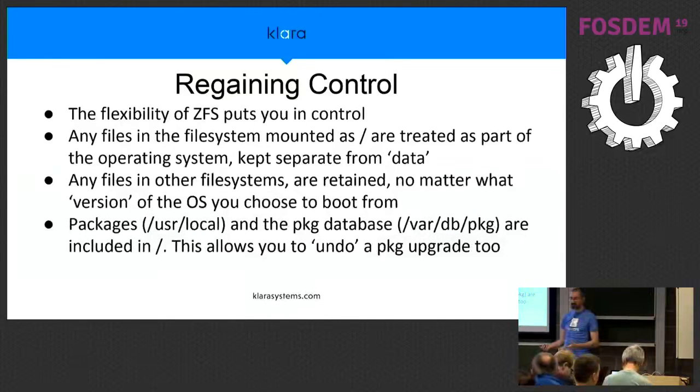So because of the flexibility you get from ZFS, you get to decide what lives as part of the system image and what stays persistent across upgrades or whatever. So any files that end up in the root file system / are considered part of the operating system. So you'll see in a second how we actually create a data set, a file system for /usr, but we don't actually mount it, so that all the files in usr bin end up in / and will be rolled back or forward as part of the boot environment.